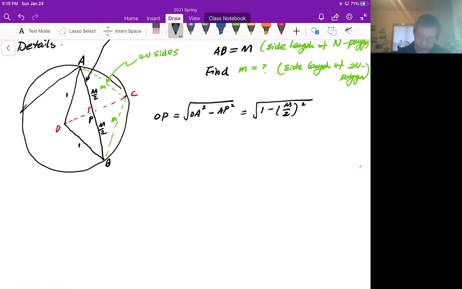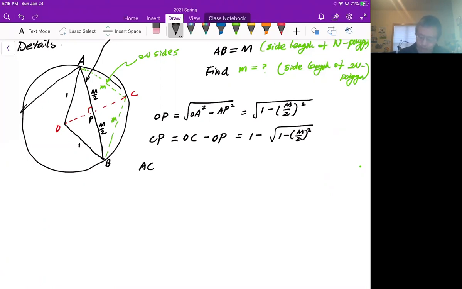All right. And now, what is CP? CP is just OC minus OP. So it's equal to 1 minus the square root of 1 minus M over 2, take the square. Everyone's okay? Now, I'm going to figure out the AC.